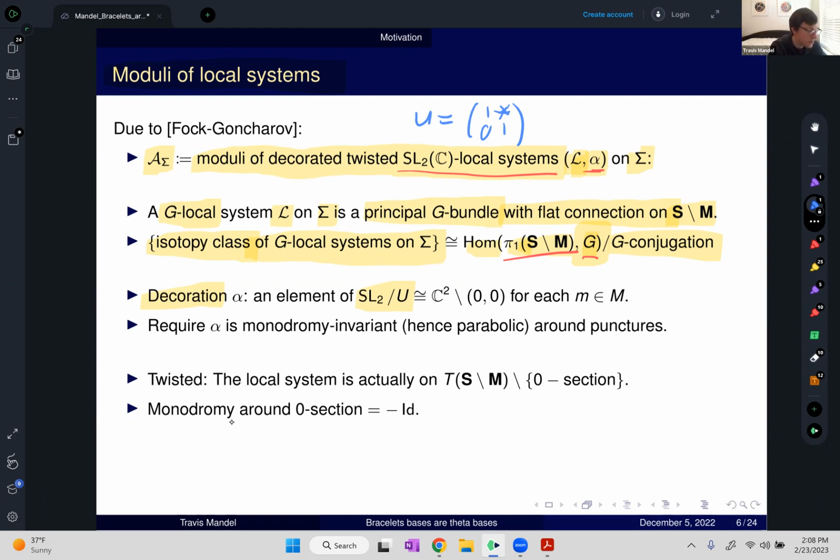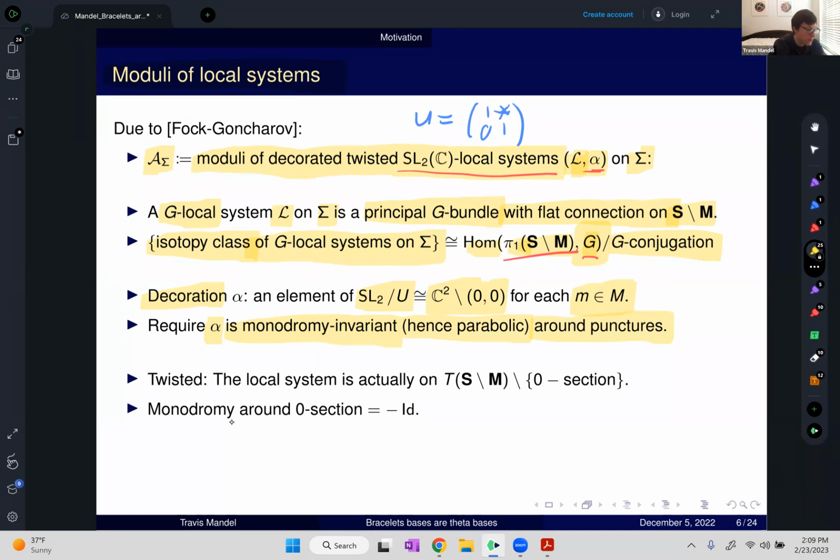And so if you do this, you can identify this SO2 mod U with the complex numbers squared minus the origin, C squared minus the origin. So we're choosing an element in here for each marked point, M. And we require that this alpha is monodromy invariant, so in particular parabolic, it has trace 2 at each of the punctures.